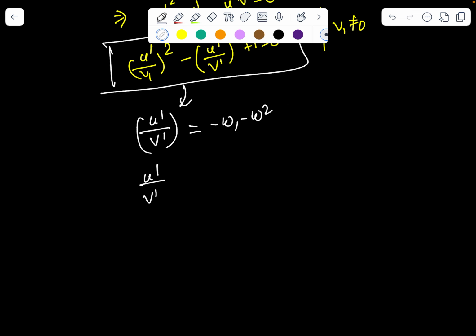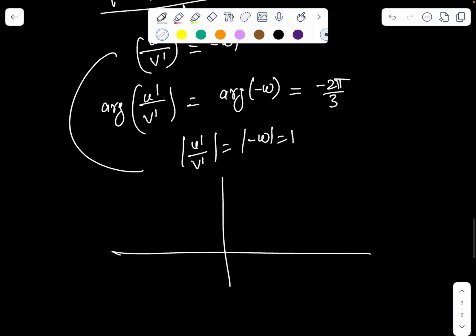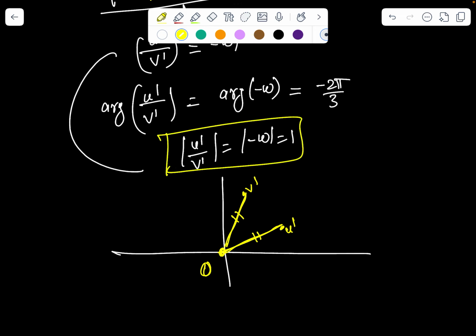So the argument of u dash by v dash will be the argument of minus omega, which is what? It's minus 2 pi by 3. And if I take mod on both sides, mod of u dash by v dash is mod of minus omega, which is nothing but 1. So I know the origin, complex number 0, and u dash and v dash are at the same distance from the origin. That's the first implication, out of their mods being equal. And the second implication is argument of u dash minus argument of v dash, which is arg of u by v, is minus 2 pi by 3.